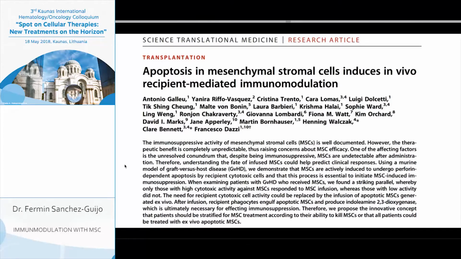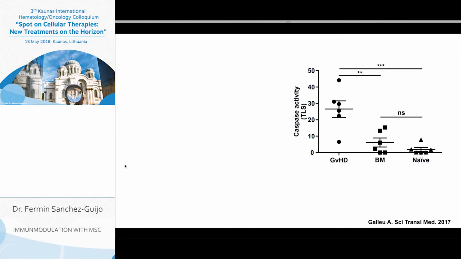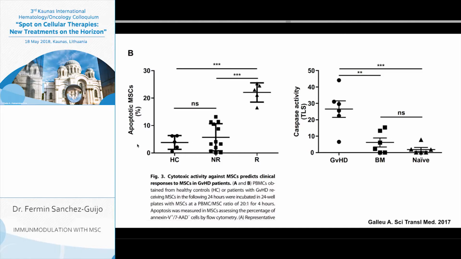last year. And it's very interesting that they show that the rate of apoptosis of MSCs was higher in an animal model of GVHD compared with standard bone marrow transplantation or with naive cells. And some mesenchymal stromal cells, when they interact with the recipient's serum, undergo apoptosis.